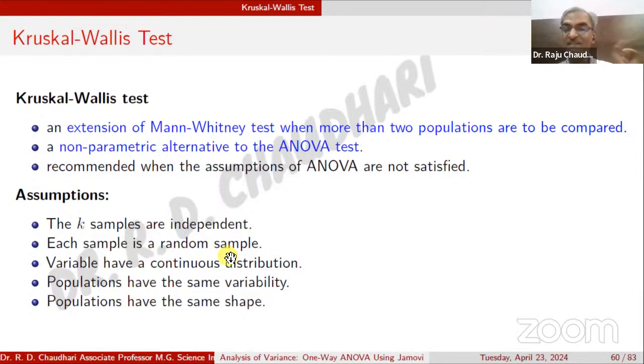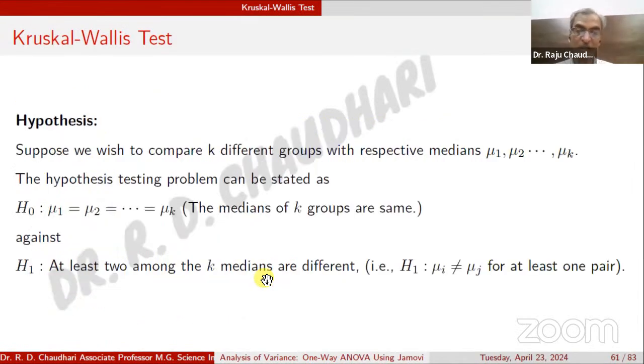You should always select a sample randomly so as to reduce the bias in the selection, right? Variables have a continuous distribution. Now, there is no strong assumption about normality or any kind of distribution, just that it has a continuous distribution. Populations have the same variabilities and populations have the same shape. These are the assumptions, right?